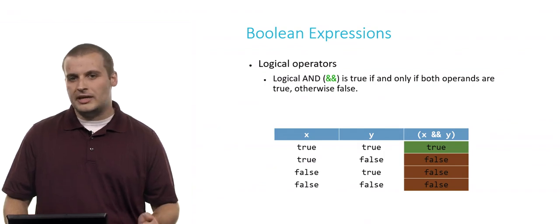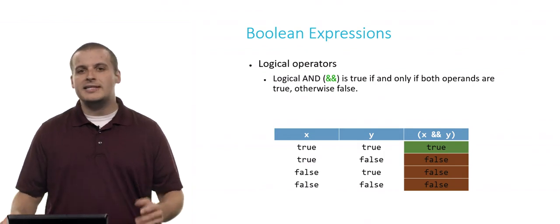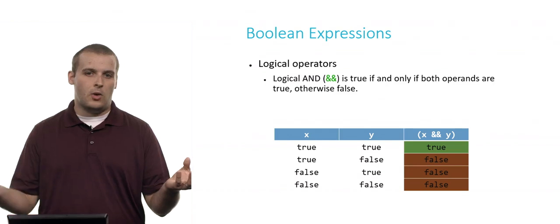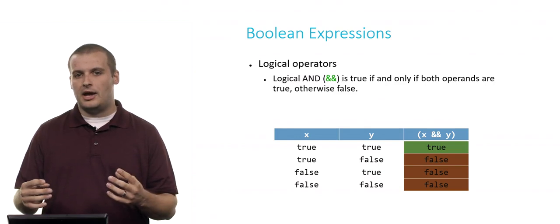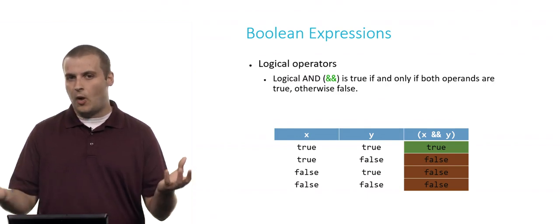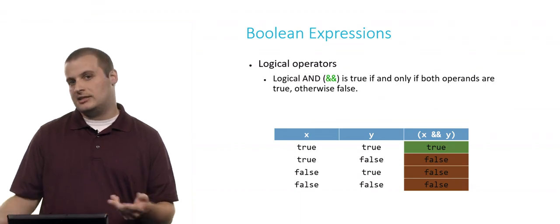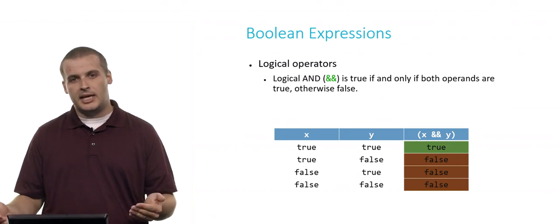So let's take a look at the three logical operators that we'll see quite a bit in programming in CS50 and programming more generally. Logical AND is true if and only if both operands are true, otherwise false. What does that mean? So let's say that I am at a point in my code where I have two variables, x and y, and I want to decide whether to do something in my code based on if x is true and y is true. I only want to do it if both of them are true. Otherwise, I don't want to go down that path because it's not going to help me. What I can say is if x ampersand ampersand y.